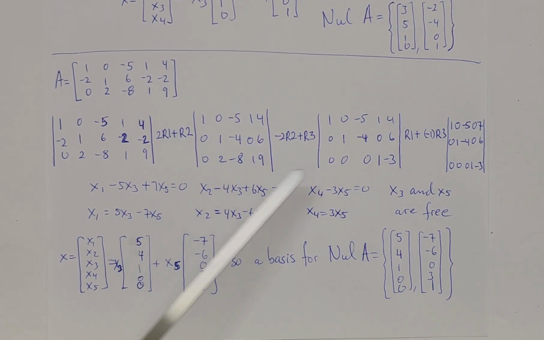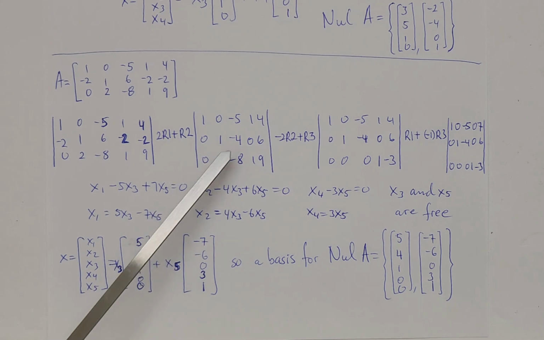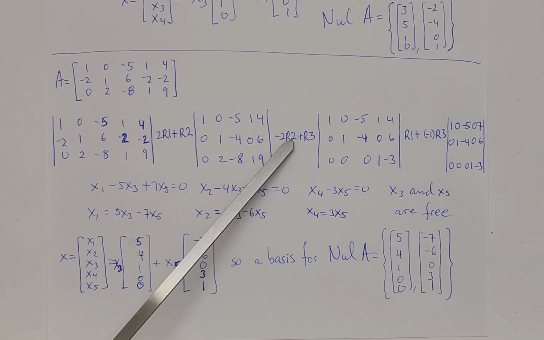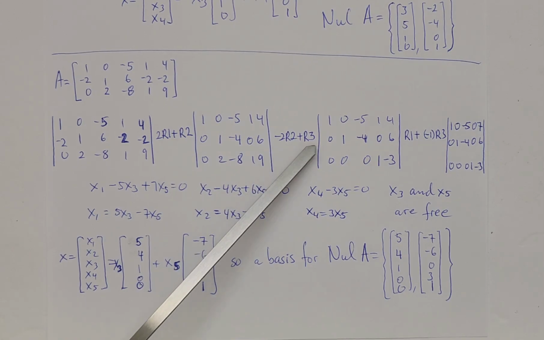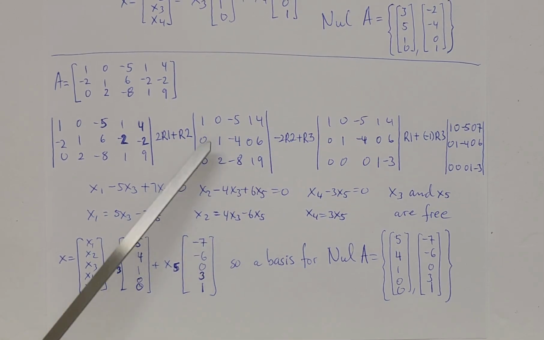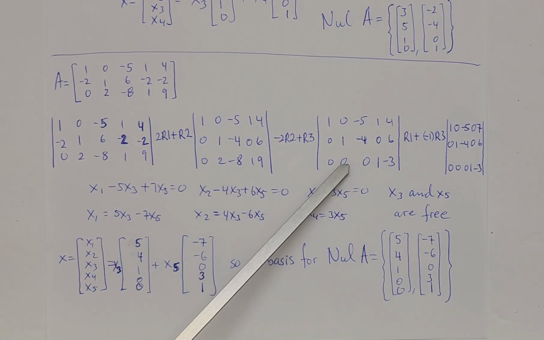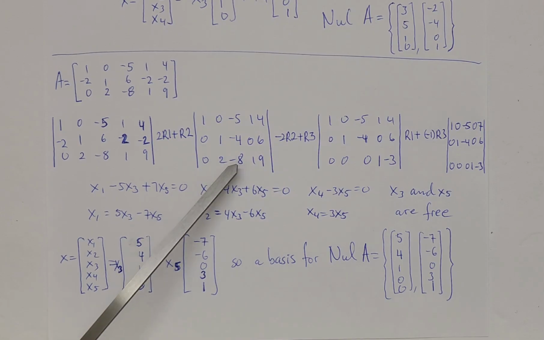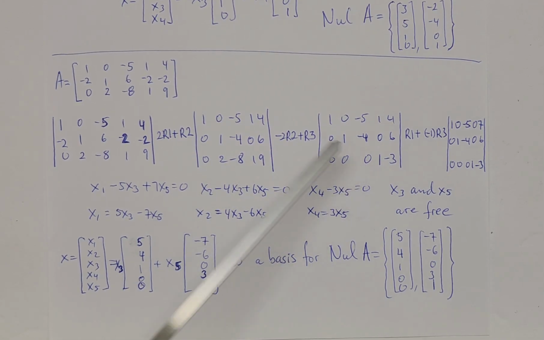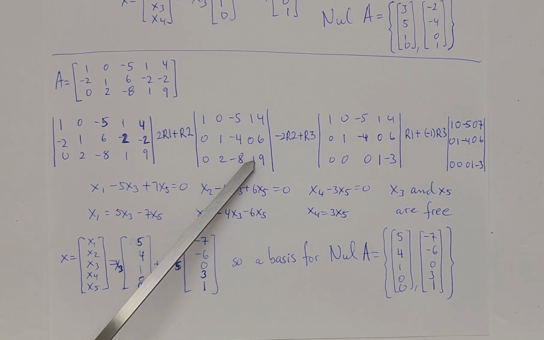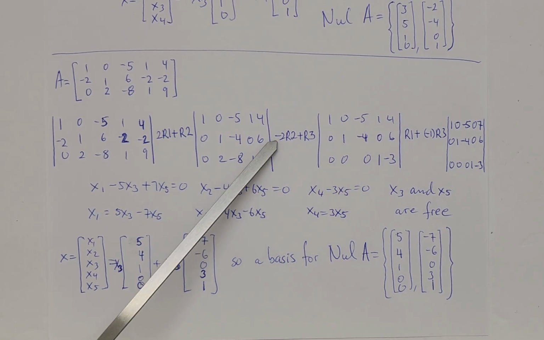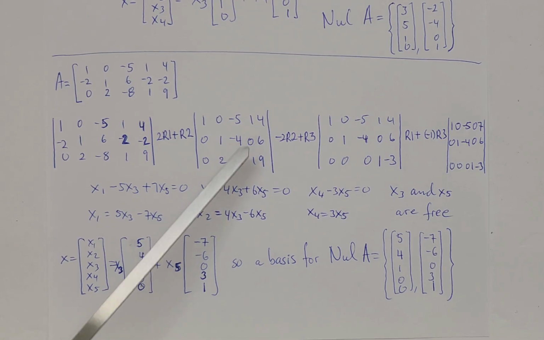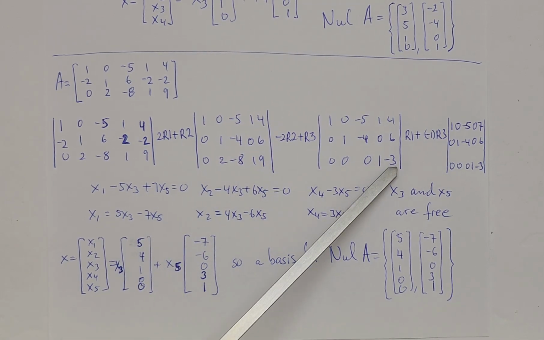So now make this 2 become a 0 here. The opposite of positive, we will do negative. So negative 2 times row 2 plus row 3. Negative 2 times 1 is negative 2, plus 2 gives me this 0. Negative 2 times negative 4 gives me positive 8. 8 subtract 8 gives me this 0. Negative 2 times 0 is 0 plus 1 is this 1. Negative 2 times 6 is negative 12, and negative 12 plus 9 gives me negative 3.